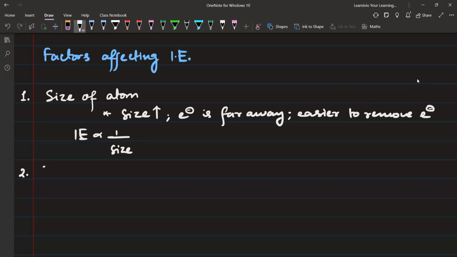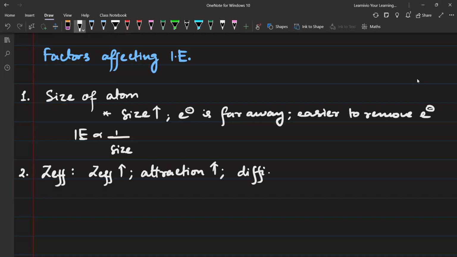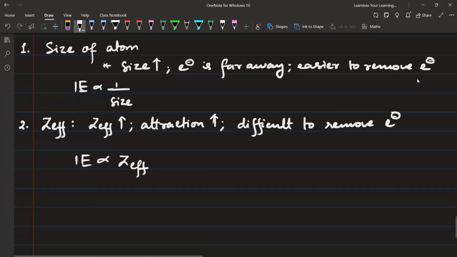Second, Z effective. When the Z effective increases, attraction increases, and it is difficult to remove an electron. So we can see that ionization enthalpy is directly proportional to Z effective. Because if it is difficult to remove an electron, it will require higher energy.